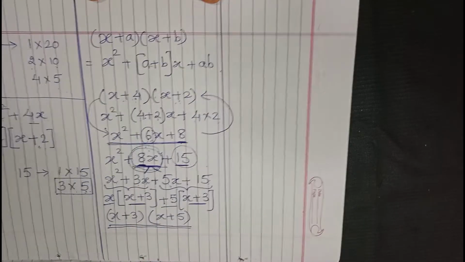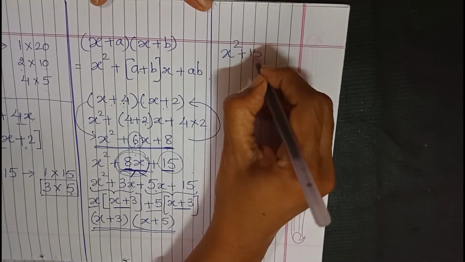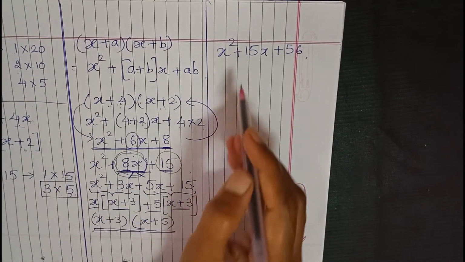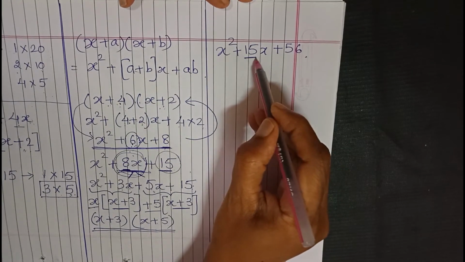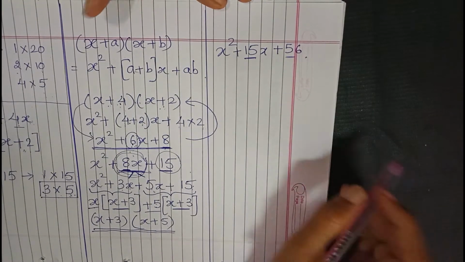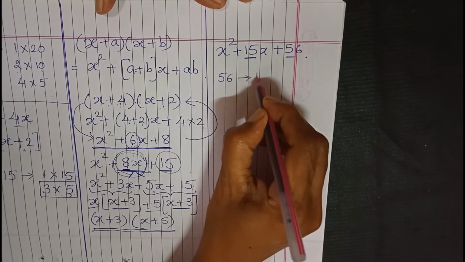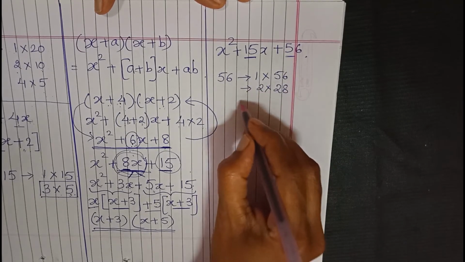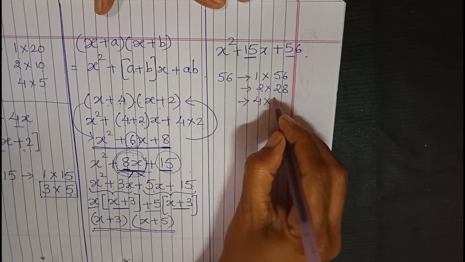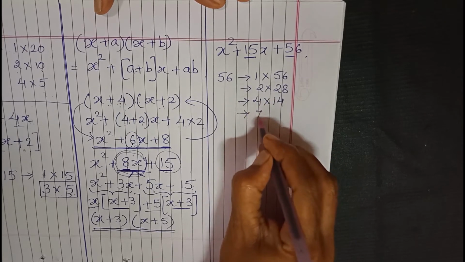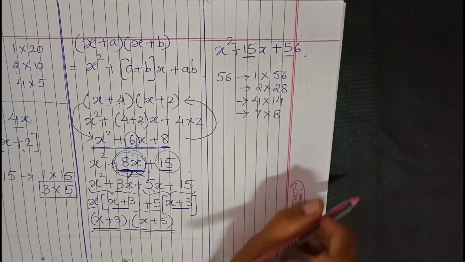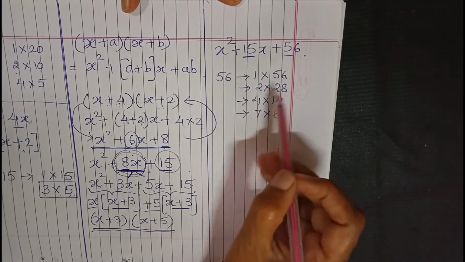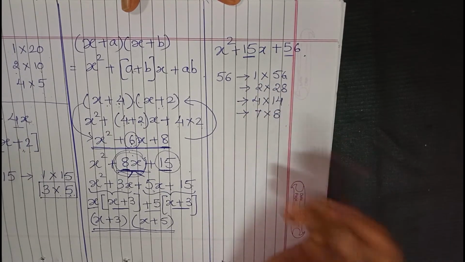Let's take another example. x square plus 15x plus 56. Now again you can see here, I want two numbers whose addition will be 15 and whose multiplication will be 56. So let's start with the factors of 56 first. 1 into 56, 2 into 28, 4 into 14, 7 into 8. So you can see these are the factors of 56.